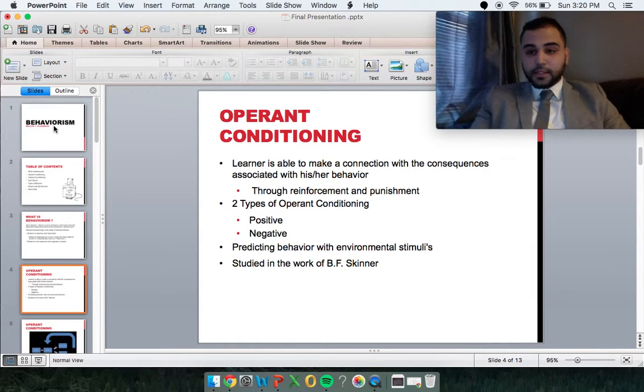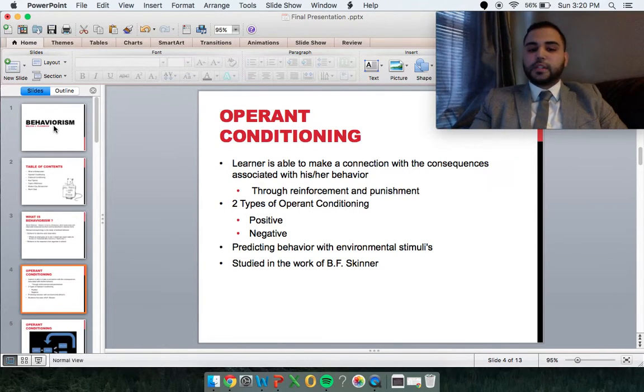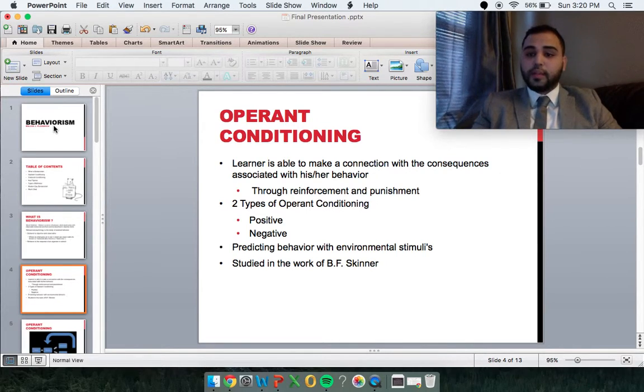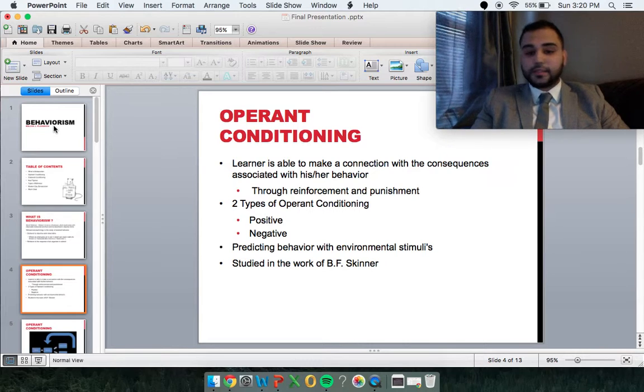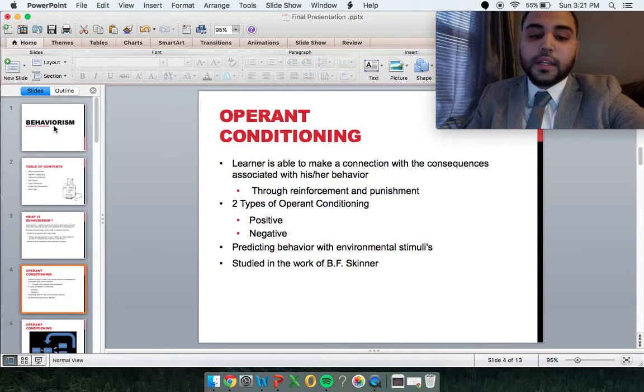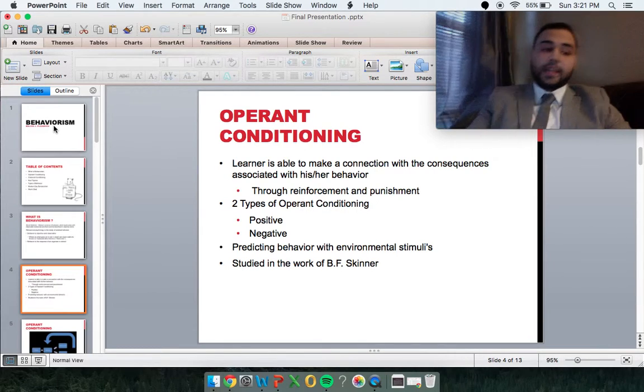So let's get into operant conditioning. Operant conditioning is where the learner is able to make a connection with the consequences associated with his or her behavior. This is true for humans and animals. It works well for both. That's why people are such big fans of behaviorism. So through reinforcement and punishment is what determines the behavior of human beings. There are two types of operant conditioning. There's positive and negative. Predicting behavior with environmental stimuli, which is something that was studied heavily in B.F. Skinner's work.